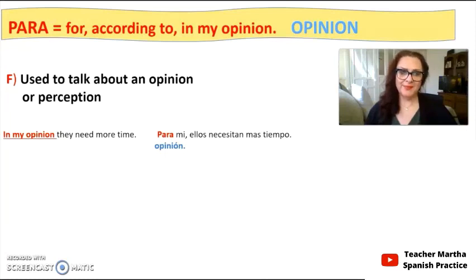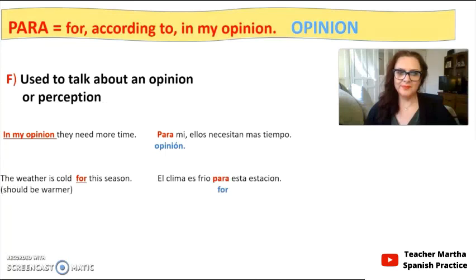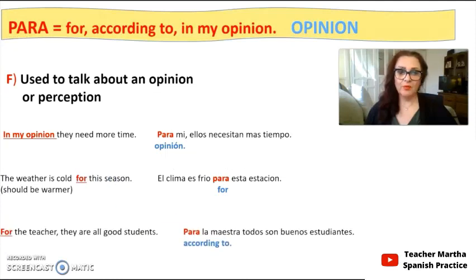In my opinion, they need more time. Para mí, ellos necesitan más tiempo. The weather is cold for this season. El clima es frío para esta estación. For the teacher, they're all good students. Para la maestra, todos son buenos estudiantes. This is according to her perception.